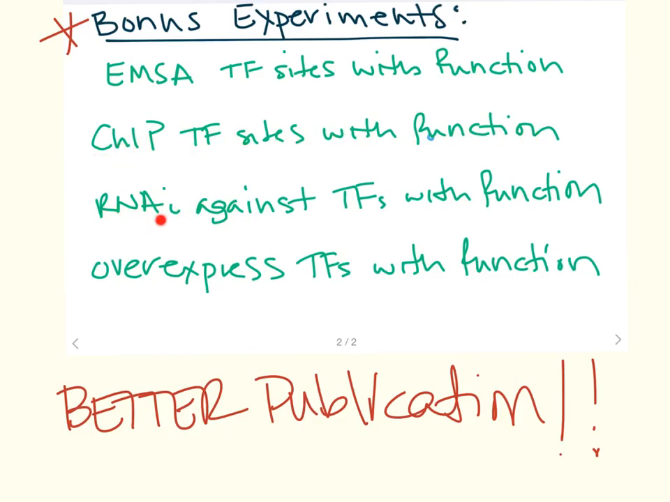We can also do an RNAi against these transcription factors, or whatever transcription factor we think might be the most important. Knock it down in the endogenous cell, see what happens to the expression of our promoter or to our endogenous gene. And we can also overexpress these transcription factors to, again, look at the function. Does this increase our promoter? Does it increase the endogenous gene? Give us more information, more stuff to talk about, better publications. That's the big picture, people. Let's get some data. Thanks.